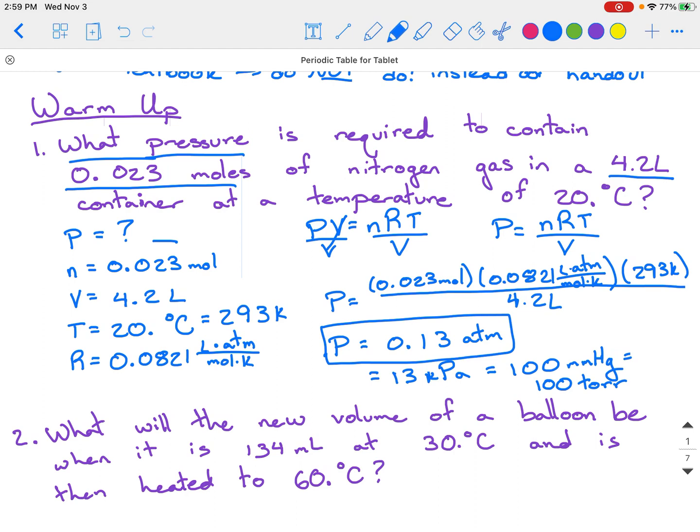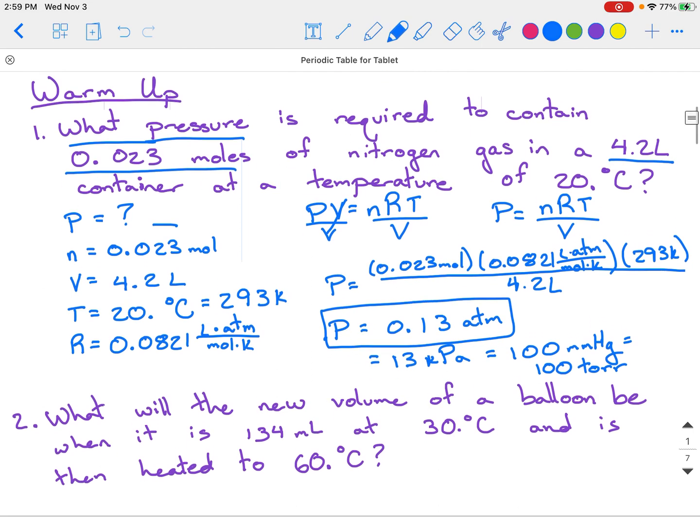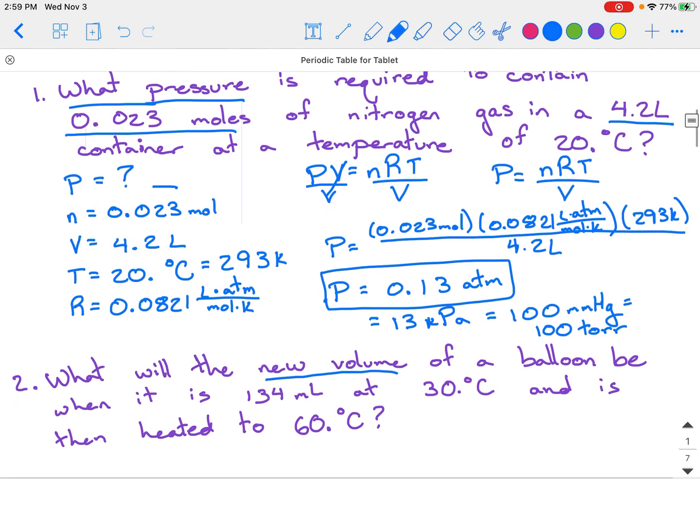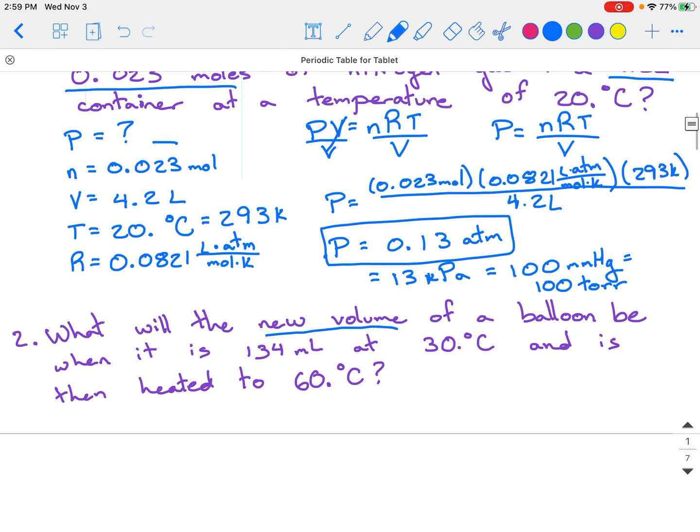Okay, going from here, number 2. What will the new volume? This indicates to me we're going to have a change. So we need to use that second equation, not just the straight PV equals nRT, but the combined one. We're looking for a new volume. That would be V2. So I'm looking for V2.